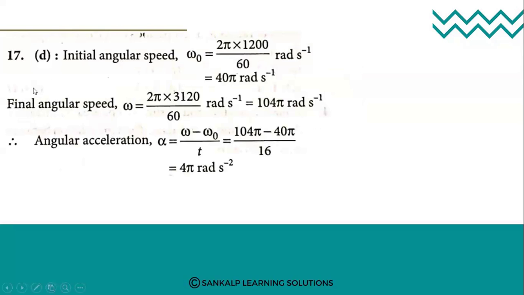Yes, the initial angular speed omega naught is equal to 2 pi into 1200 by 60. So the initial angular speed will be 40 pi. The final angular speed will be 2 pi into 3120 by 60. Simplified, it will be 104 pi radian per second. We have already done questions like this. The angular acceleration will be omega minus omega naught by t. So it is 104 pi minus 40 pi by 16. So it will be 4 pi radian per second square. So option D is the right answer.